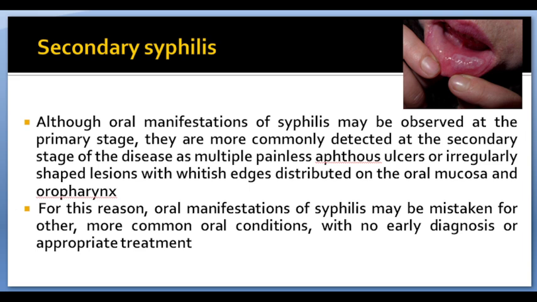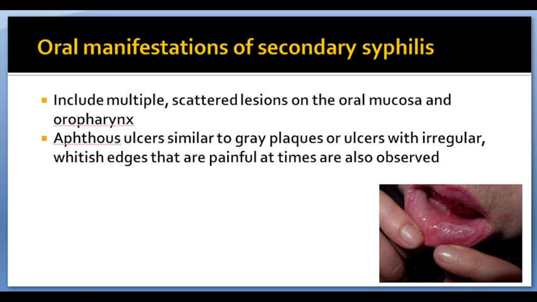The mucous patches of secondary syphilis resemble leukoplakia. There are multiple painless aphthous ulcers, or lesions which are whitish. They are seen in the oral mucosa and oropharynx, and sometimes on the lining mucosa also. The mucous patches are sometimes similar to oral leukoplakia. The edges are irregular, whitish and raised.